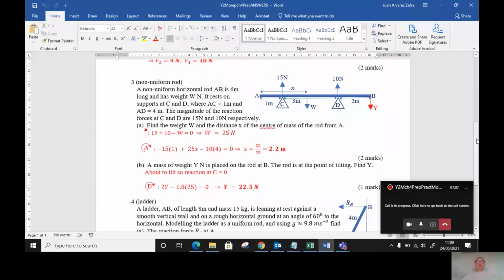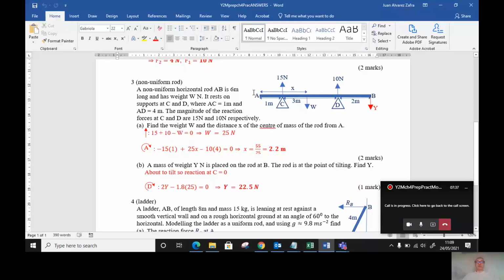Now we have a non-uniform rod. With a uniform rod, you can assume that the weight, if you're given the mass, you can calculate the weight, will be acting at the center of mass. However, if it's a non-uniform rod, that basically means there's more dense material in one side than another, or there's something attached, and so we cannot assume that the weight acts in the center. So this rod is 6 meters long. We cannot assume that the weight acts 3 meters along from the end or in the middle.